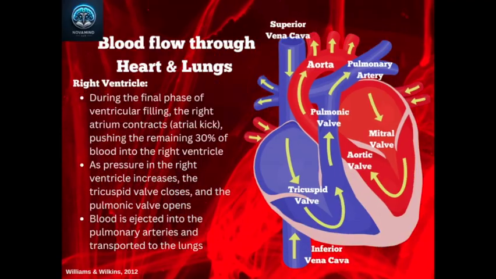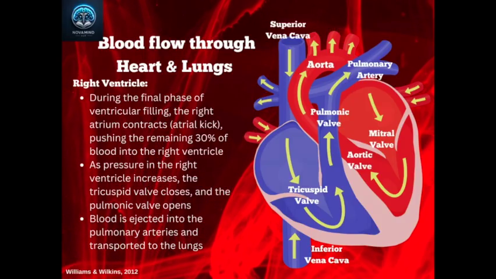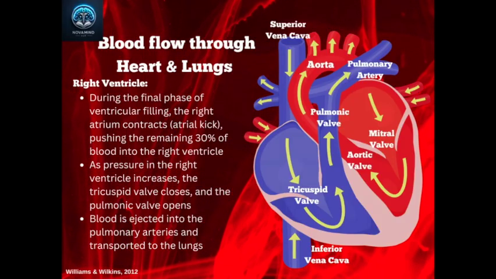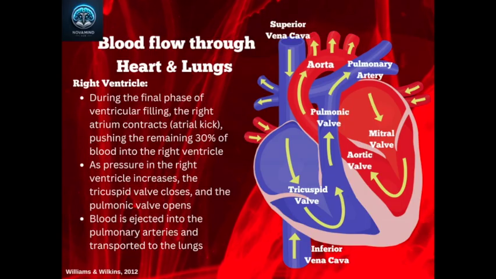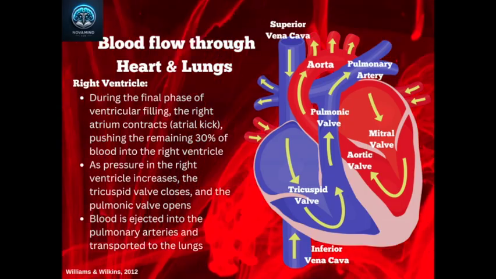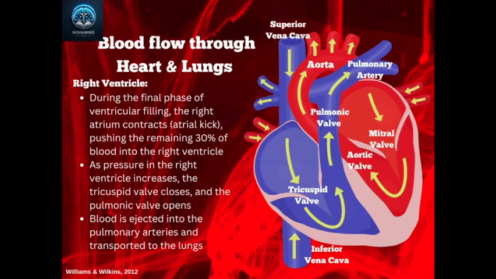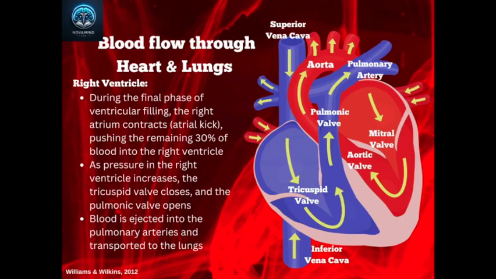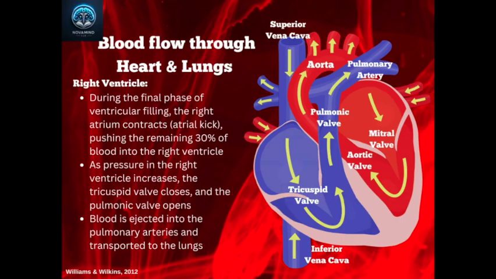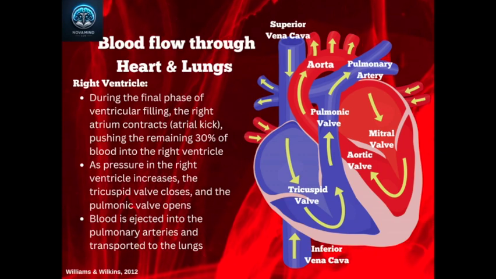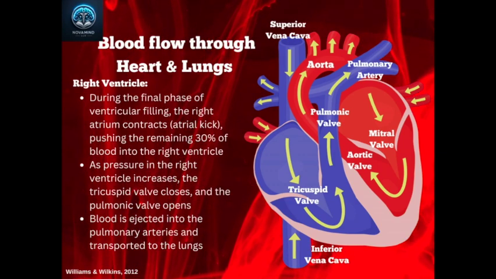As the right ventricle fills with blood, the pressure within the chamber rises. This increased pressure causes the tricuspid valve to close, preventing any backflow of blood into the right atrium. Simultaneously, the pulmonic valve opens, allowing blood to be ejected into the pulmonary arteries, where it is carried into the lung.